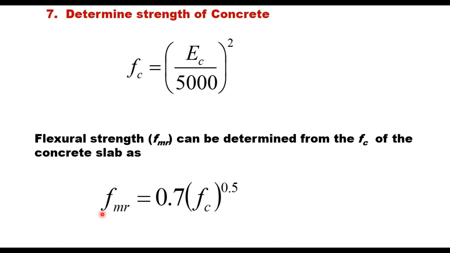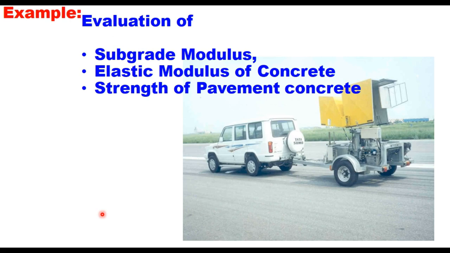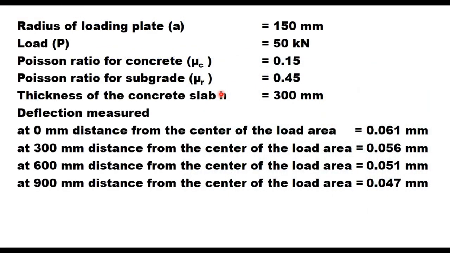Now let us take one example here, just to illustrate the procedure of determining the modulus of rupture of the concrete. Say the example is to evaluate the subgrade modulus, elastic modulus of concrete and strength of pavement concrete. That is your K value, E value and MR value. So you conduct the FWD test on a concrete road, using these parameters.